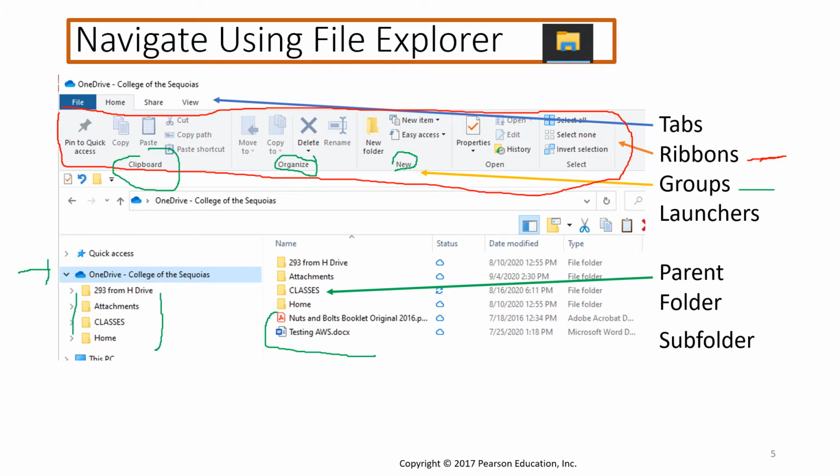Folders look like a folder that you would put in a filing cabinet. Files look like you have the name and then you have an icon that identifies that type of file. So this blue one is a Word file.